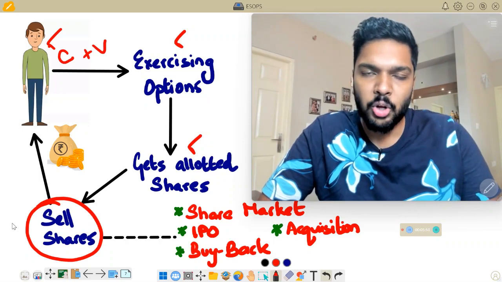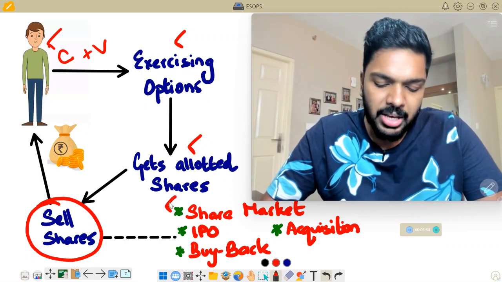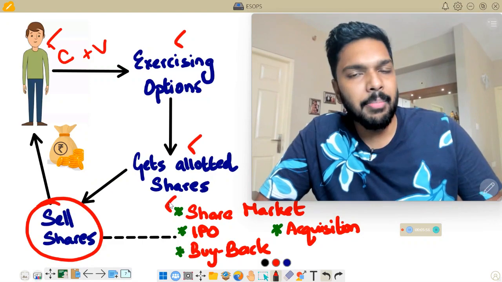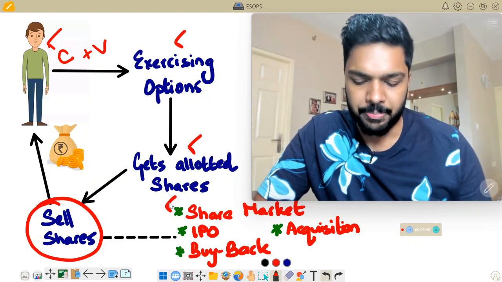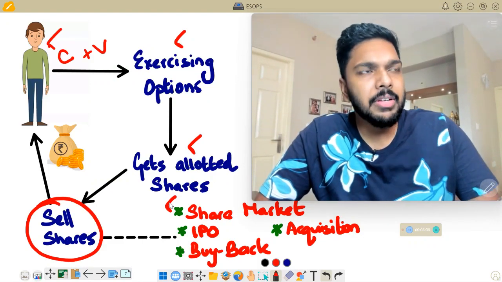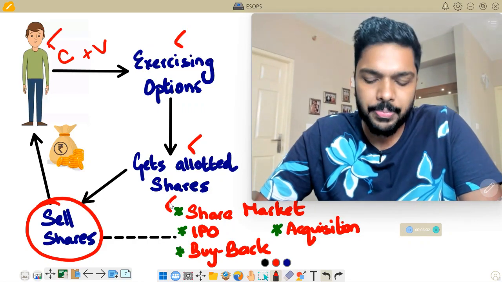Now if you are the employee of a listed company, it's very simple. In the share market, the open market, you sell your shares and liquidate it. But what if you are the employee of an unlisted company or a private company? Well, in those cases, you have different situations in which you can liquidate your shares.